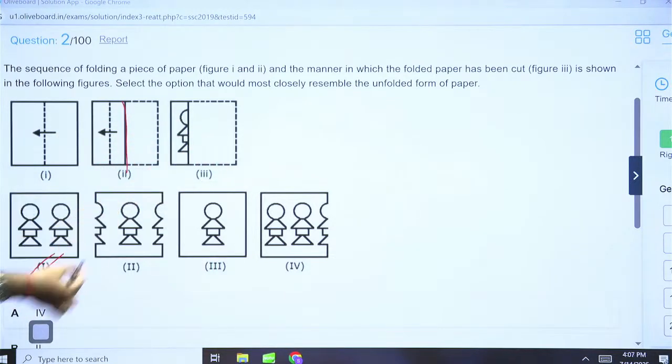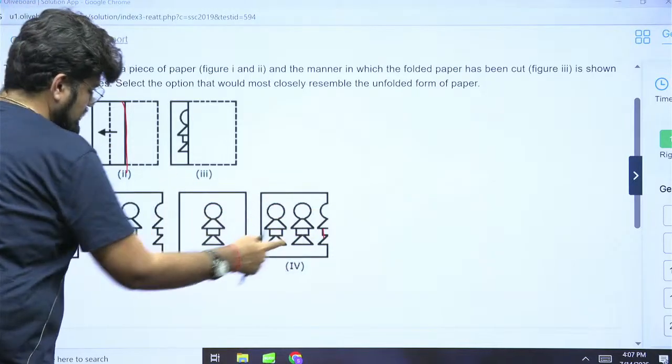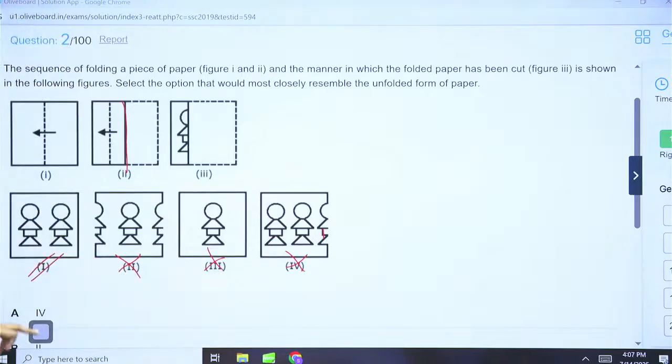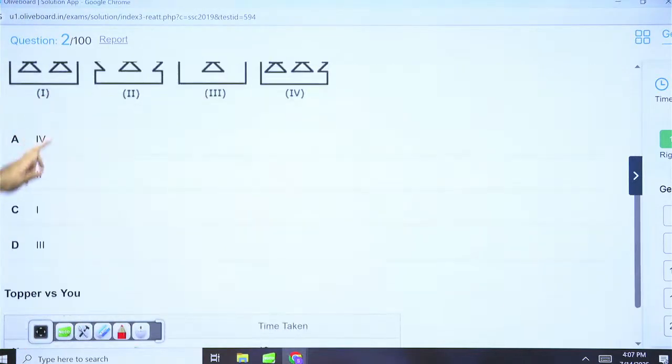I think option 1, figure 1 is a clear answer here. There will be no other variations. This is not possible. This is not possible. This is practically not possible. So only 1 is the correct answer, and 1 will be option C.